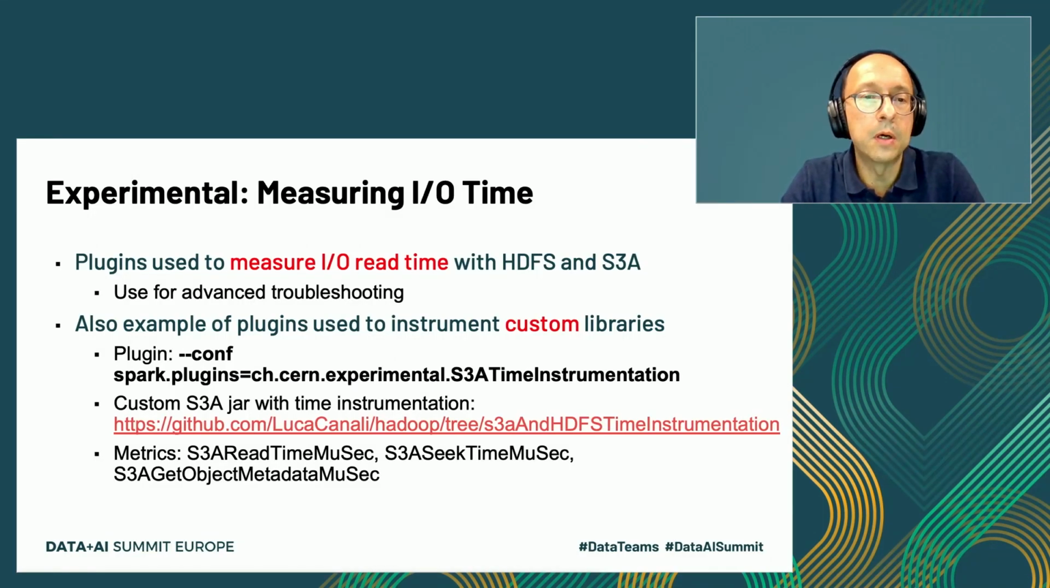Another and last example on these topics is the possibility to measure and instrument custom libraries. One of the works I did for benchmarking and troubleshooting is to instrument S3A with time instrumentation, where I have implemented metrics like read time for S3, seek time for S3, and get object metadata time. In the past, when I used this with Spark, I also had to do a custom Spark compilation to get these metrics in. Now I don't need to do that anymore because I can just use a plugin and pick up those metrics with this special plugin called S3A time instrumentation.